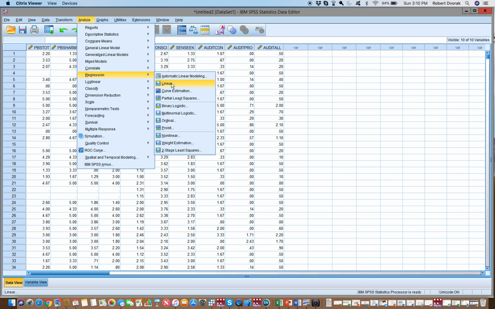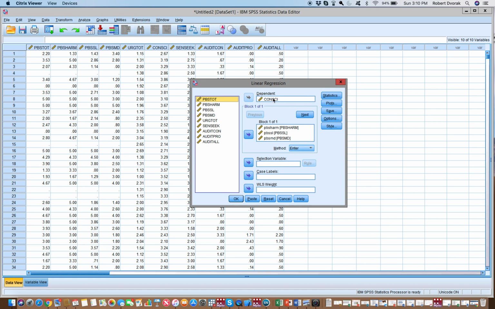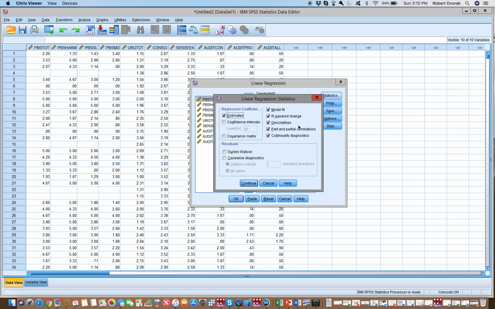But let's go analyze, regress, and we're going to do an actual regression model. We're going to predict conscientiousness from our 3 different types of protective behavioral strategies. In this instance, we're not going to add anything to block 2 or block 3. We're going to talk about that next time.